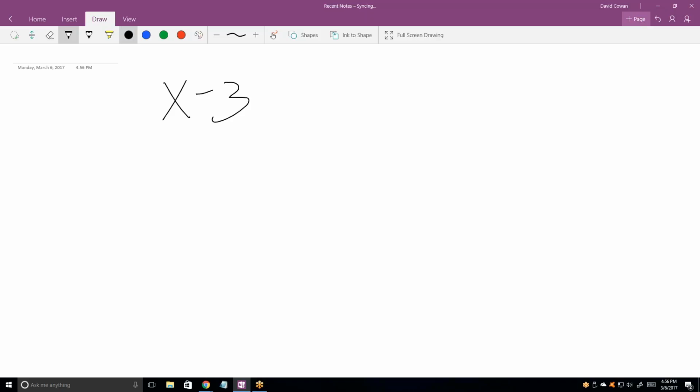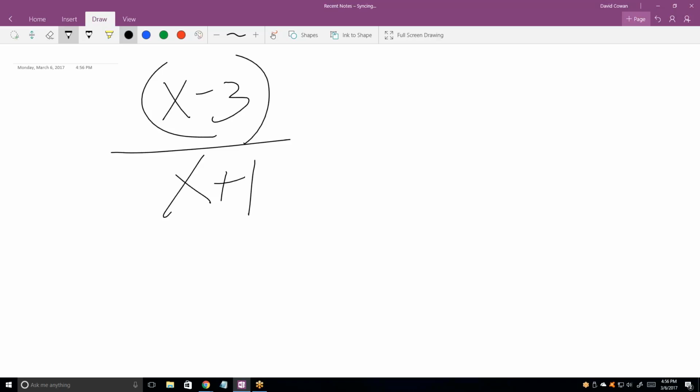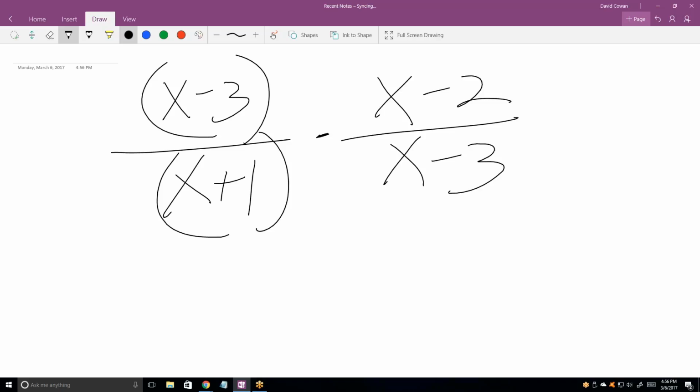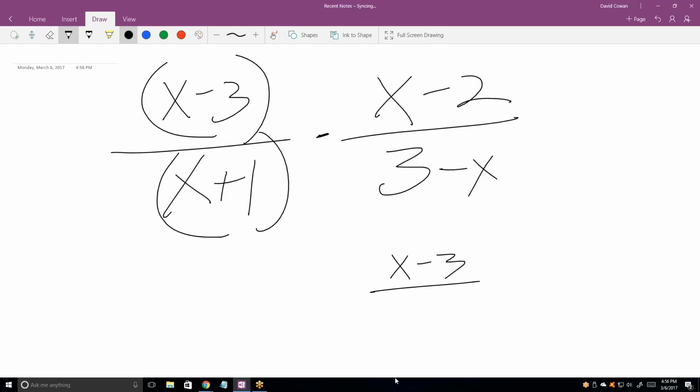Now, I'm going to just cover one thing that you might not know. Obviously, if I have things like this, I can cancel, right? In other words, you can always cancel whenever anything is identical. Well, there's one other situation where you can also cancel. What is x minus 3 divided by 3 minus x? That's always minus 1.